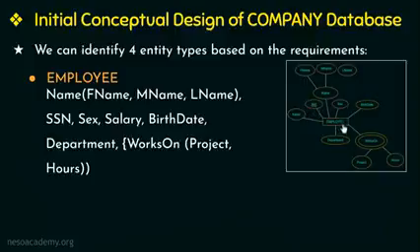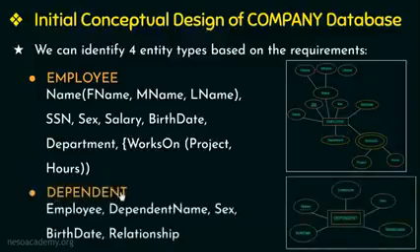The fourth and the last entity type identified is dependent with attributes employee, dependent name, sex, birth date, and relationship to the employee. Since this entity type does not have its own key attributes, it is a weak entity type and is represented by a double rectangle. So this weak entity type has a partial key, the dependent name, because it is partially unique and can be combined with a strong entity type to uniquely identify its entities. So this is an initial conceptual design of the company database application.